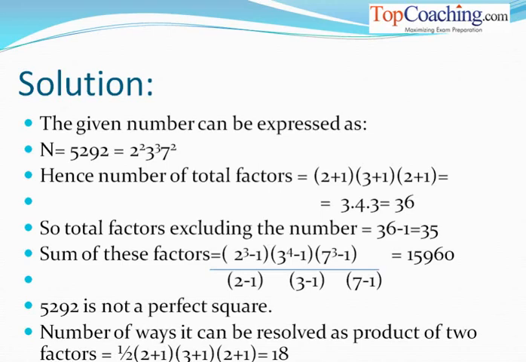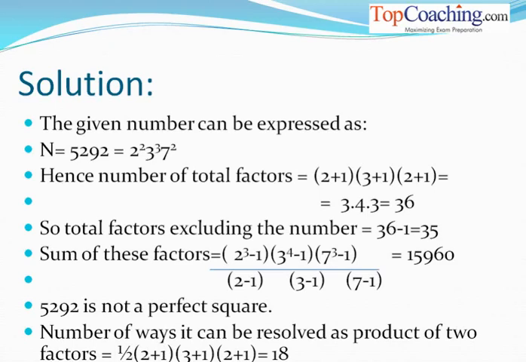Once again what we have done is we have the number 5292 and we have expressed it as 2 square into 3 cube into 7 square. So the number of total factors equal to (2 plus 1) into (3 plus 1) into (2 plus 1), where 2, 3 and 2 are the exponents of the numbers 2, 3 and 7 respectively. So that equals to 36.